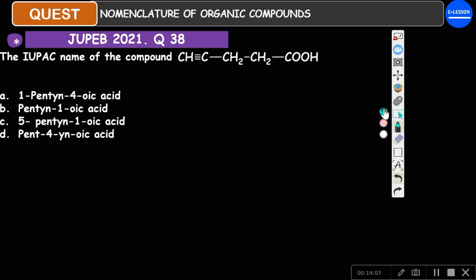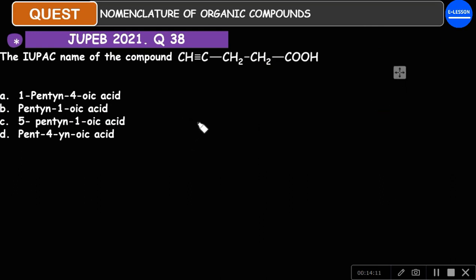Now let us look at the next question. The next question says the name of this compound is. Now you are given this compound, CH3 C triple bond C CH2 COOH. You are asked to name it.